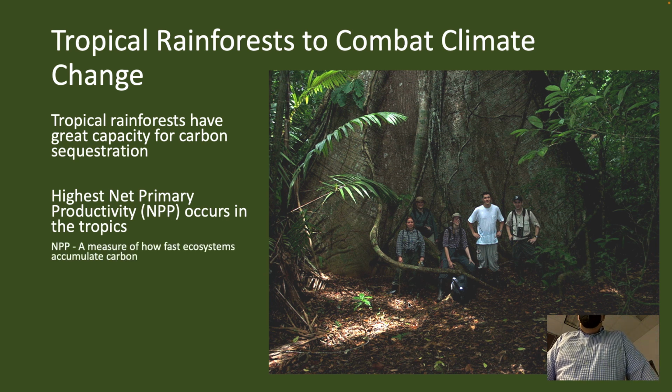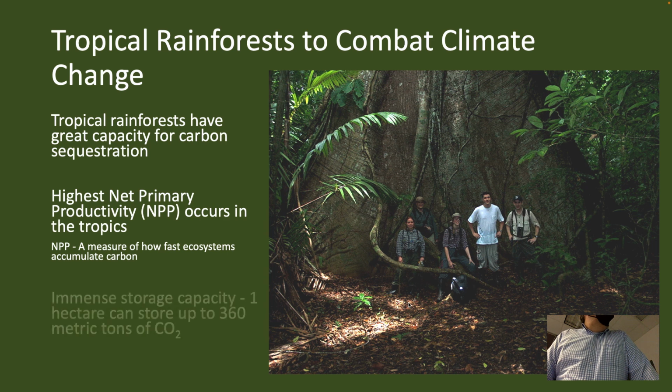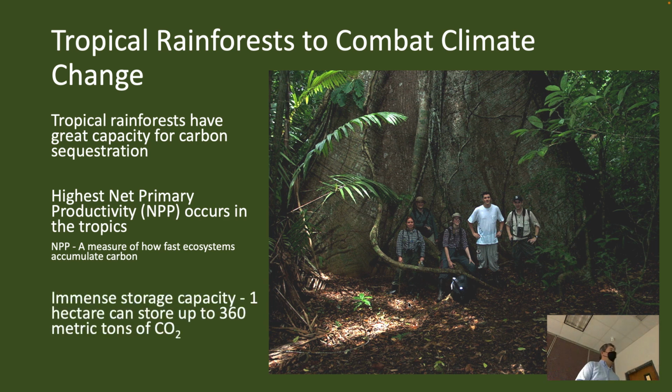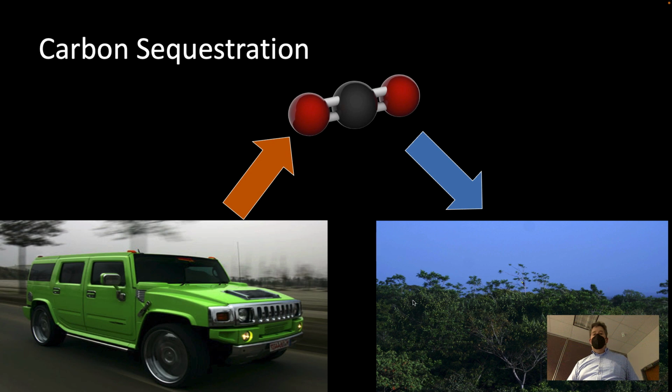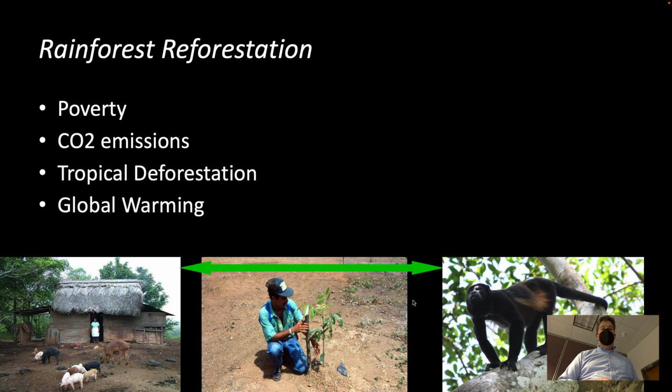All right? And we have the ability, if you were to plant 2 football fields or 1 hectare worth of rainforest, you could pull 360 metric tons of carbon dioxide out of the atmosphere over time. So this is one of the things that we could do going toward the future to help reduce the amount of carbon dioxide in the atmosphere. All right. So as we think about it, we have cars that are emitting carbon dioxide, and that can go into forests that can sequester that carbon dioxide.